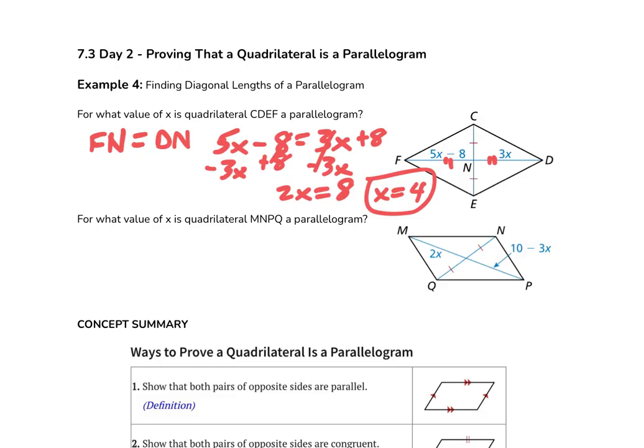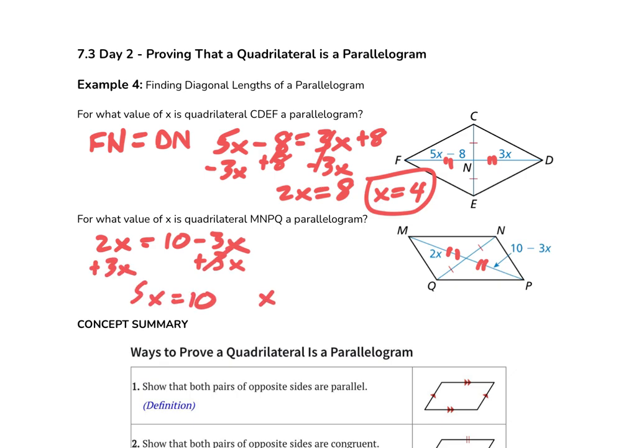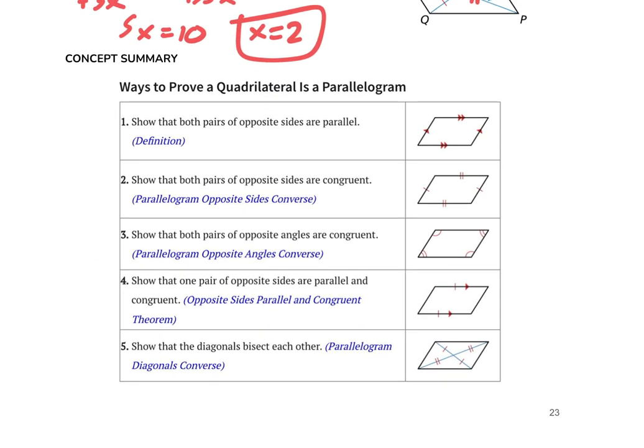Okay, same thing here. These two must be congruent. So we're going to say 2x equals 10 minus 3x. We're going to add 3x to both sides, and we're going to divide by 5. x equals 2.